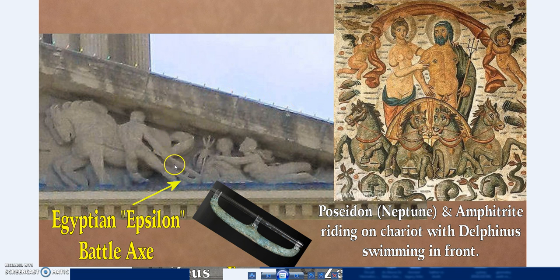Now, one that bothered me was I couldn't quite get this one, but that seems to be the Egyptian Epsilon battle axe. If you've seen those Egyptian swords, they're sort of straight and they've got the curve. That was for the rich, but the average warrior would have the Epsilon, very much like the symbol Epsilon, probably obviously where the name comes from, but this is an ancient Egyptian battle axe, more for your standard troops.